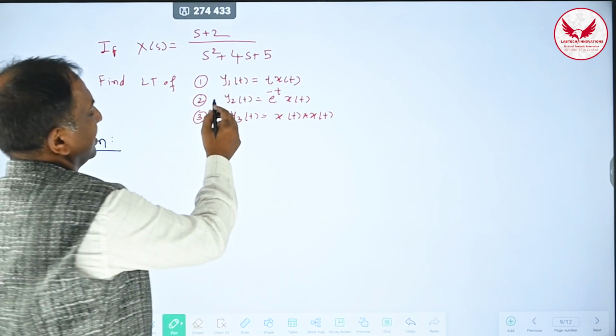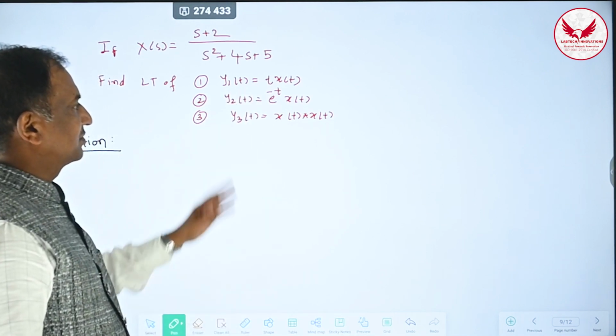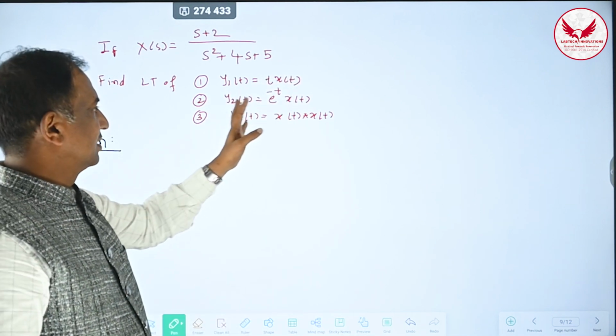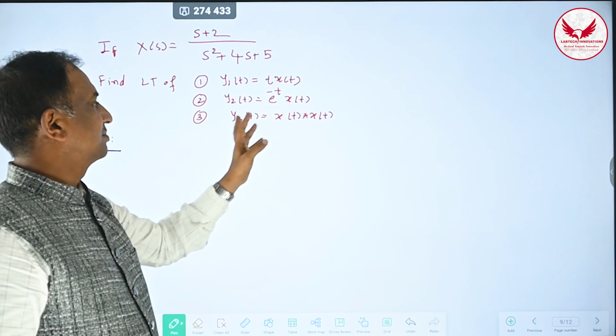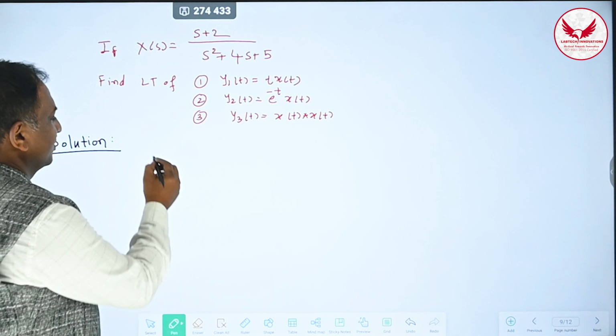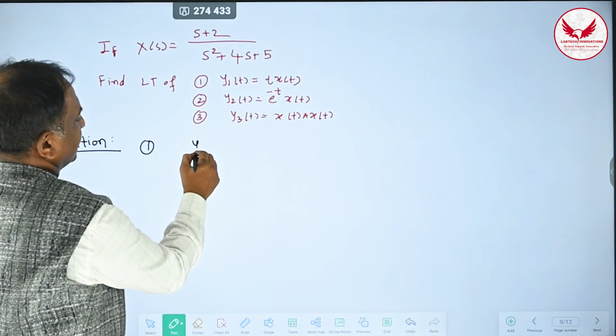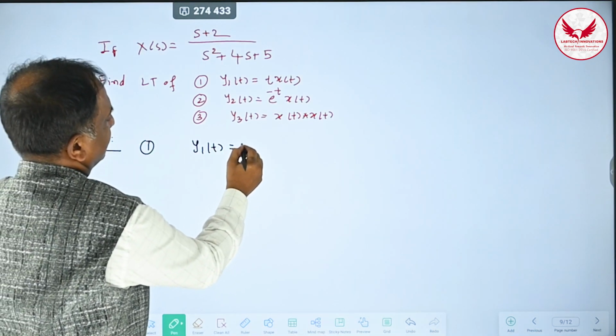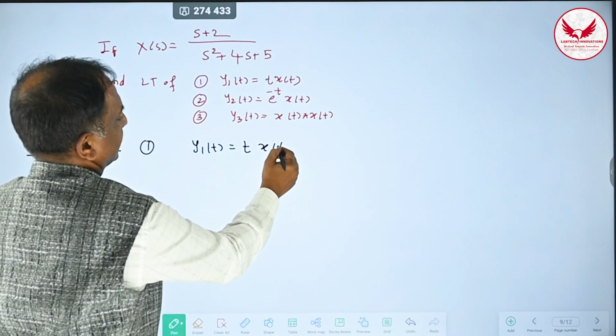x of s is equal to s plus 2 divided by s square plus 4s plus 5, and they asked us to find out the Laplace transform of y1 of t, where y1 of t is equal to t into x of t, y2 of t is e raised to minus t x of t, y3 of t is equal to x of t convolved with x of t. Now let us go for the first problem, that y1 of t is equal to t into x of t.